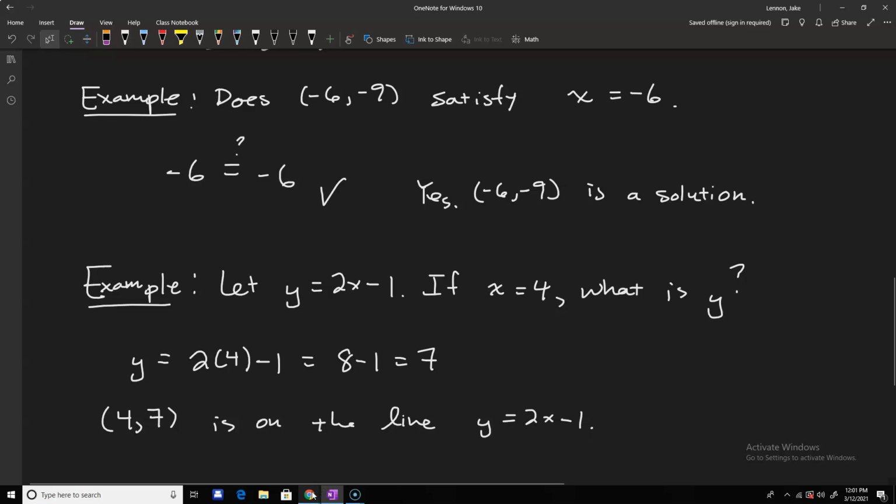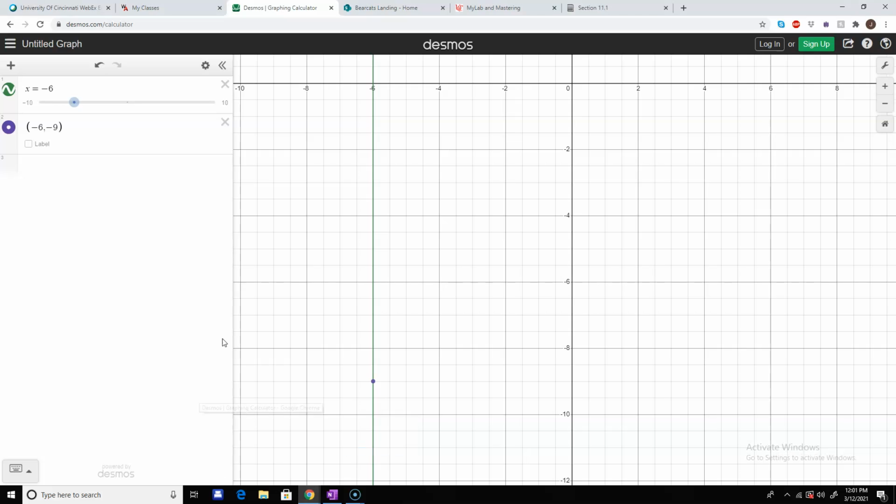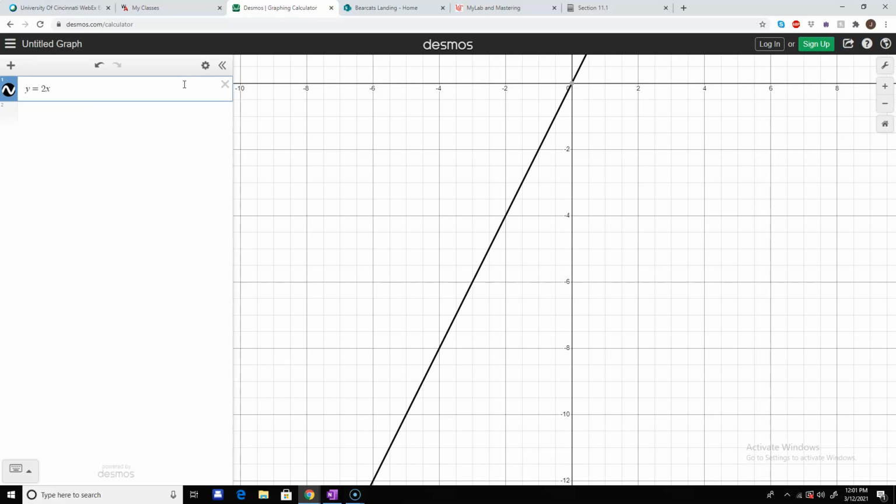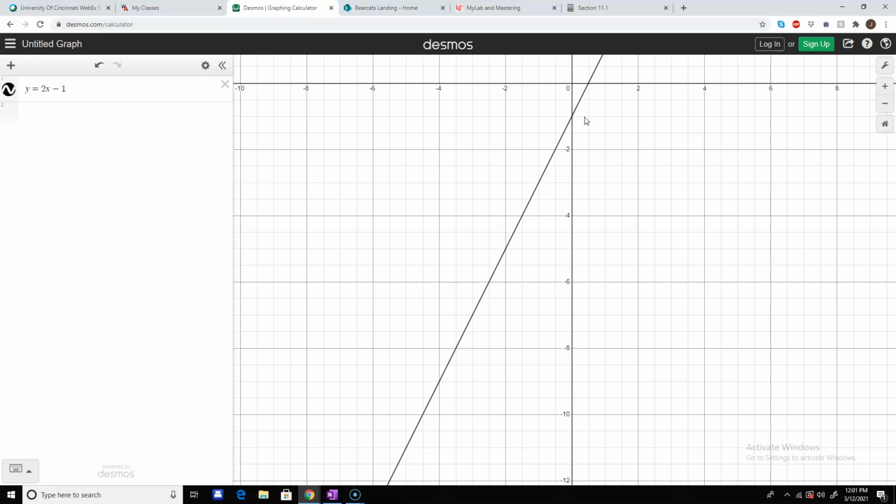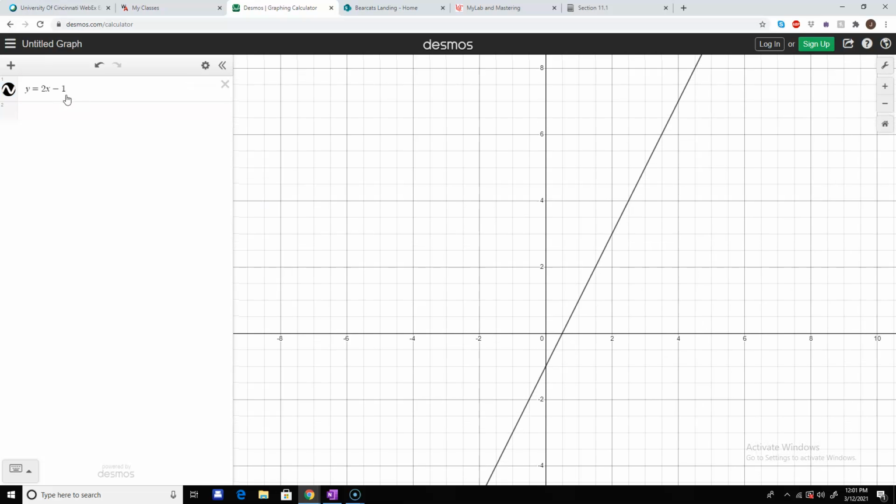Again, we'll go back to the graph just to confirm that. So we can say y equals 2x minus 1. And let me scroll back up so we're in a reasonable window. And we said, okay, well, (4, 7) should be on that line. And we see it right up there.